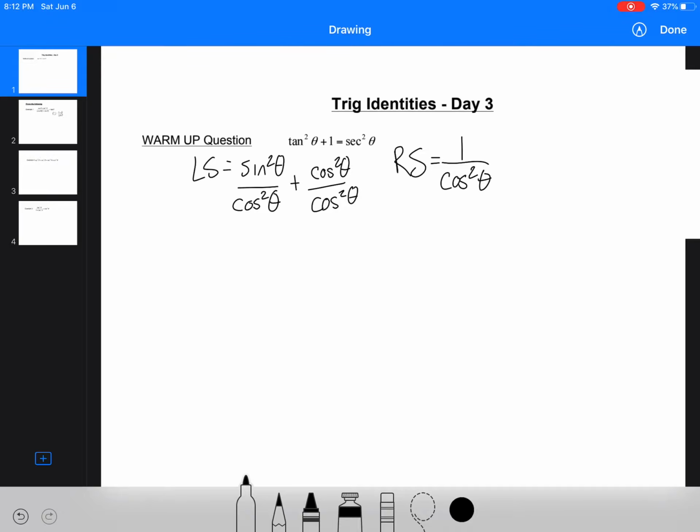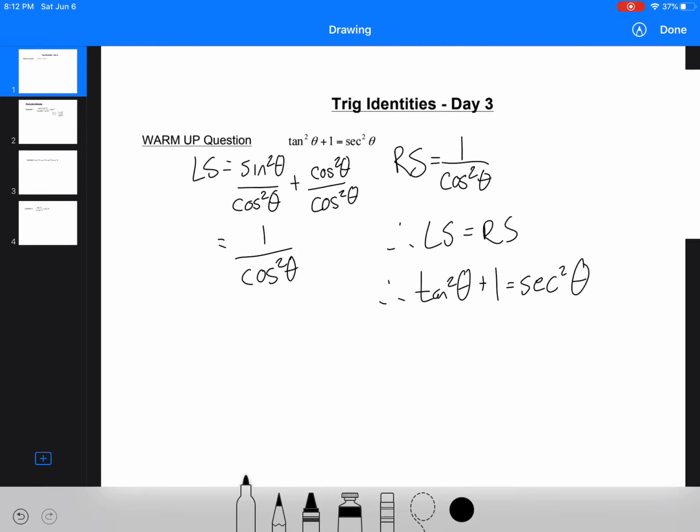Knowing that cos squared over cos squared is 1, sine squared plus cos squared is 1 because of the Pythagorean identity. This is cos squared, and I'm actually done. Therefore, left side equals right side. Therefore, tan squared theta plus 1 equals secant squared theta.